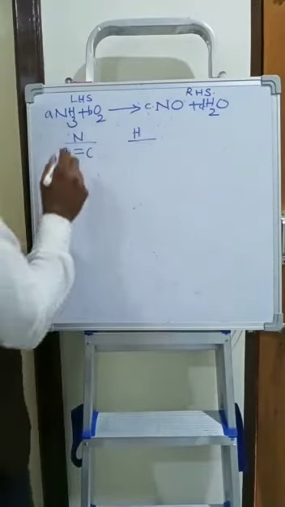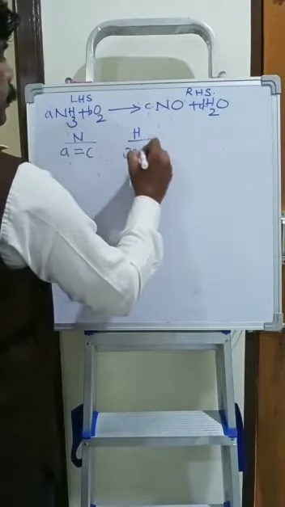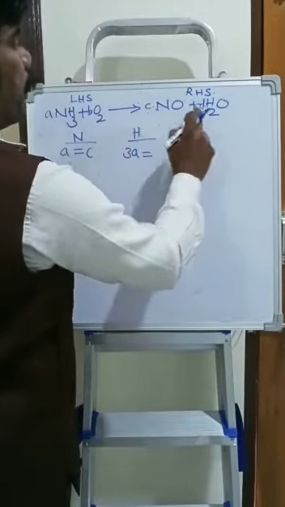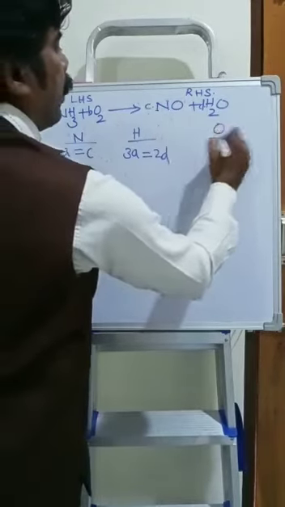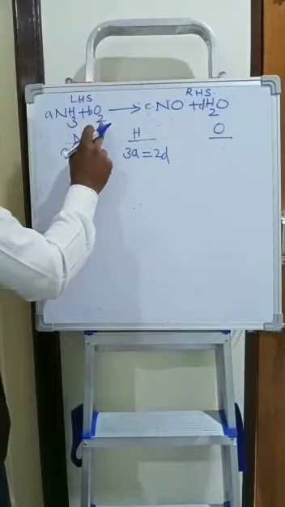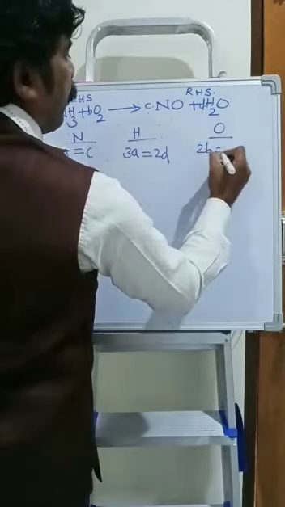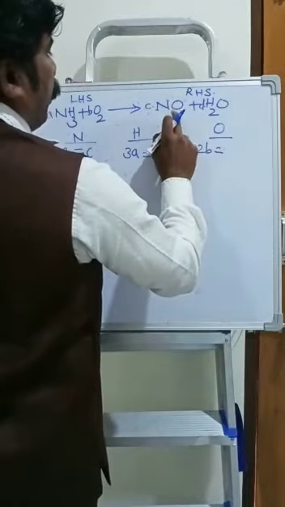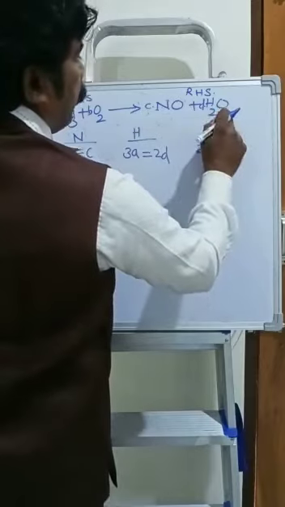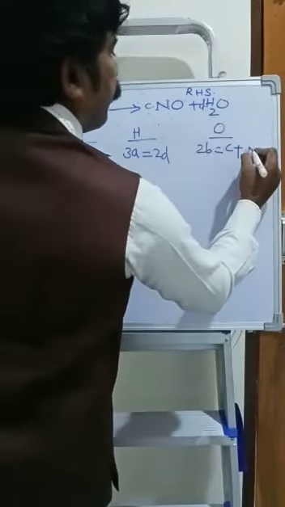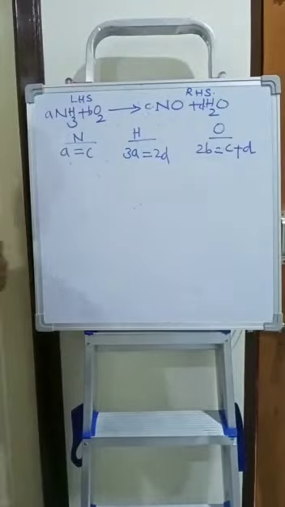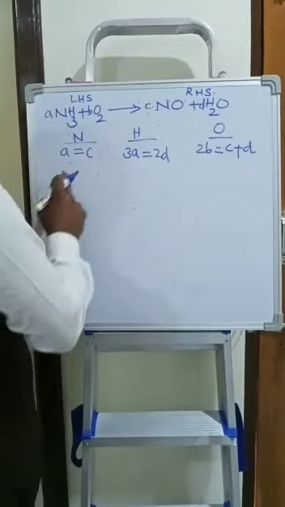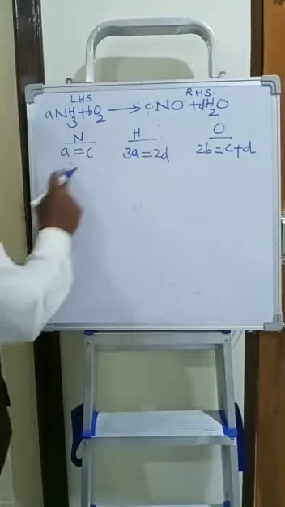For the hydrogen, 3 into A, 3A is equal to, comparing the right hand side, 2 into D, 2D. For the oxygen, on the left hand side 2 into B, 2B, is equal to, on the right hand side, 1 into C, C plus 1 into D, plus D. So we have these three linear equations to solve.